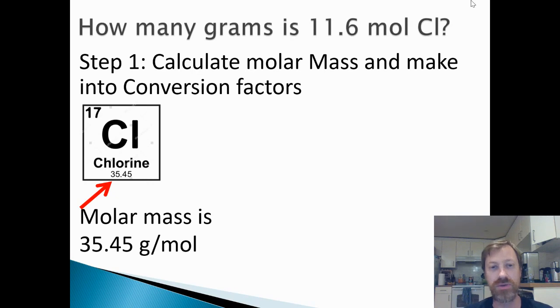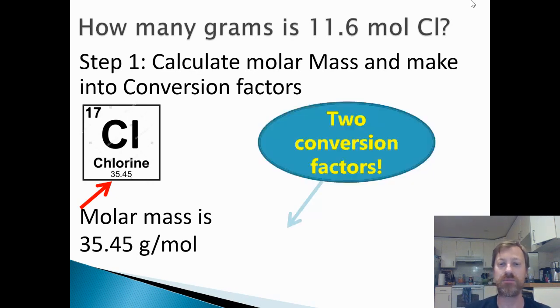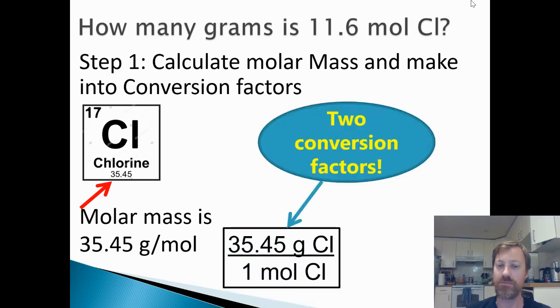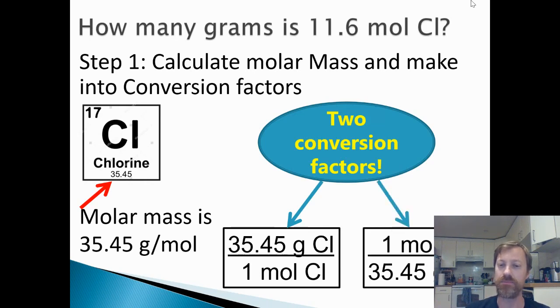Now that, of course, can be 2 different conversion factors: with the grams on top, 35.45 grams divided by 1 mole, or with the grams on the bottom, 1 mole divided by 35.45 grams. Both are okay. It just depends on what we need to do.